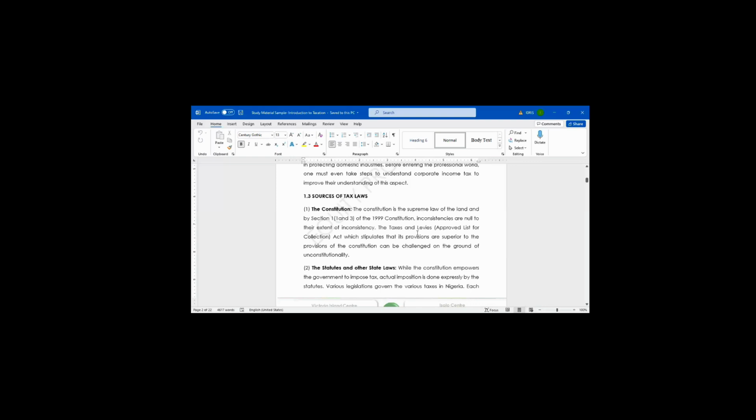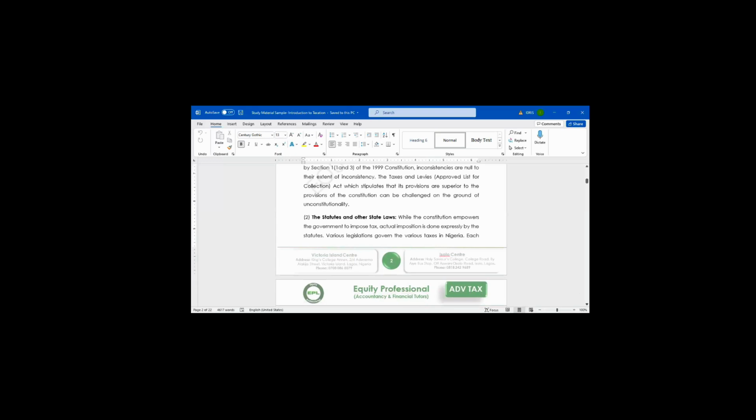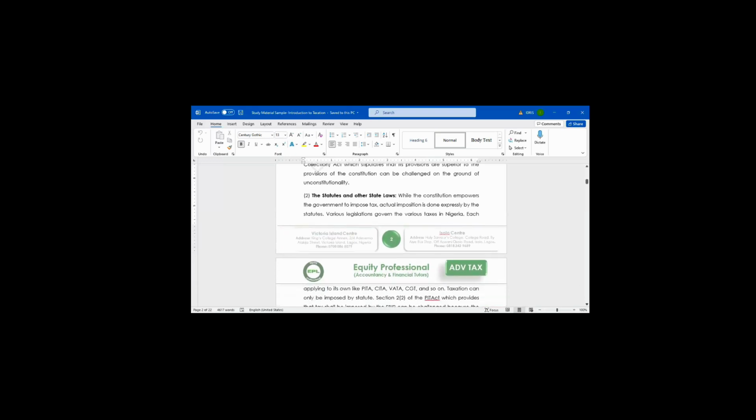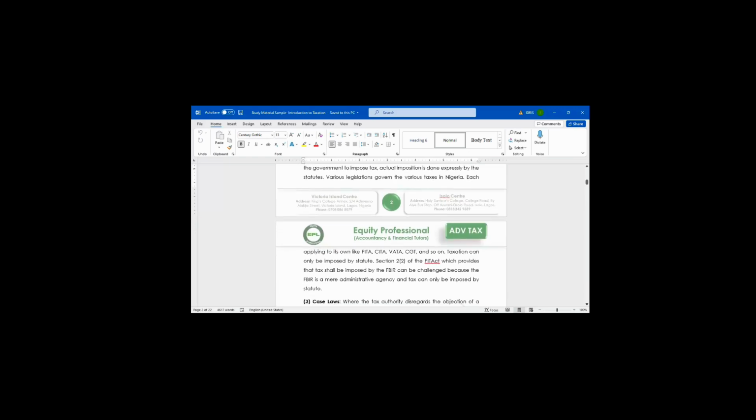What we mean by that is what kind of tax the federal government collects, what kind of tax the state government collects, what kind of tax the local government collects. It has been stated in the Constitution of 1999. Another source of tax law is called statute law. Some people refer to it as statutory law. They are the laws enacted by the National Assembly, all those laws that pass through the National Assembly.